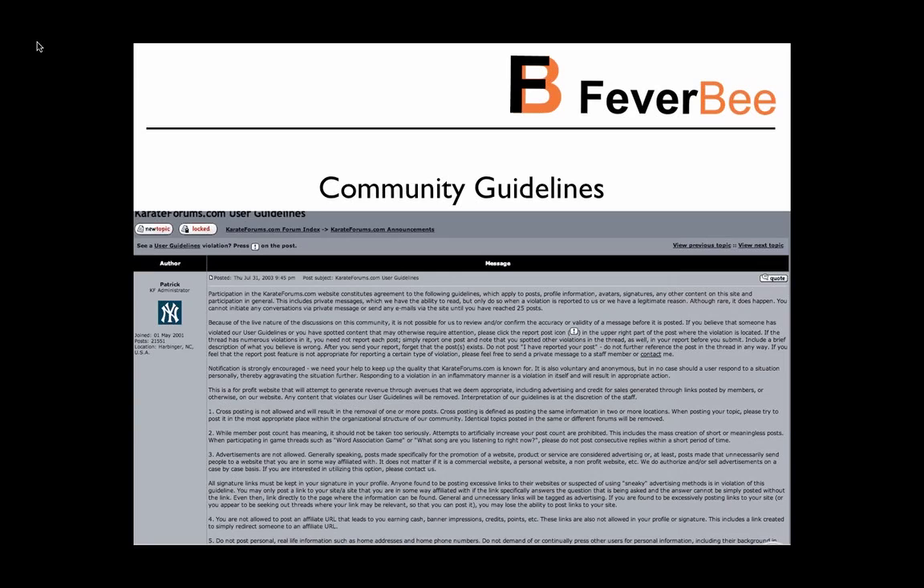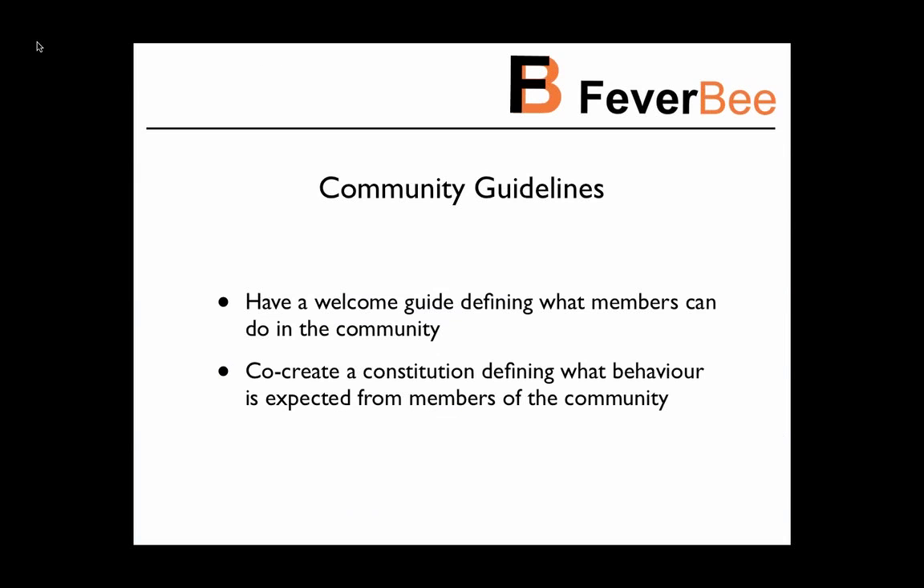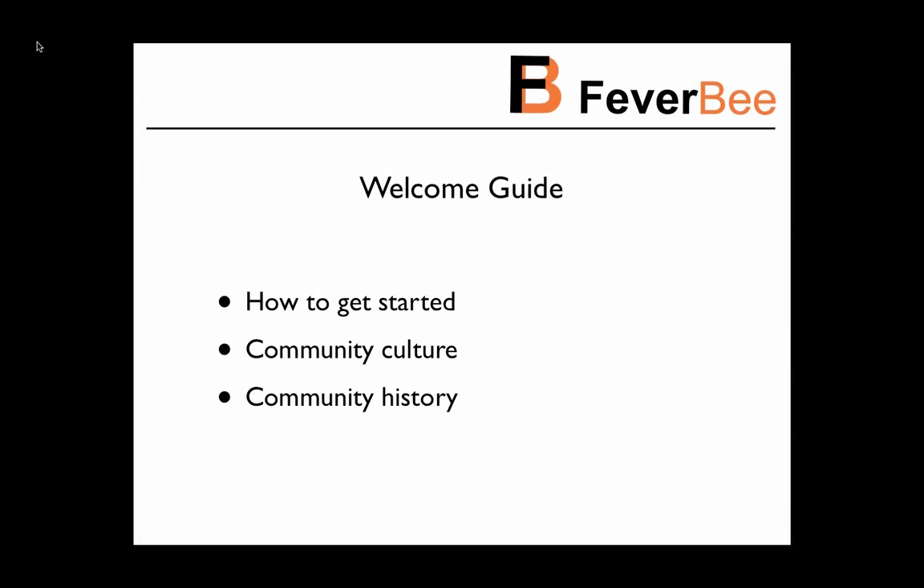If you look at guidelines like this, for example, it's too long. It's a full set of rules telling people what they can't do, but no one is going to read this. So instead of having guidelines that tell people what they can't do, you need to have a welcome guide that defines what members can do in the community. And that usually means co-creating a constitution as well. So in a welcome guide, what you want is how members can get started in your community. What are the very first things that they can do? And it's a good idea here to have a relevant discussion that's taking place in the community that they can participate in.